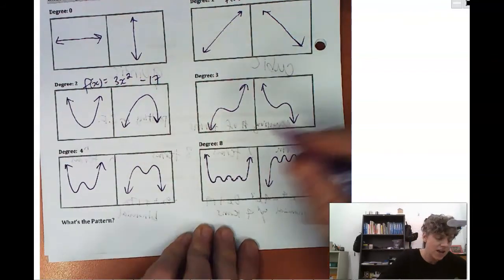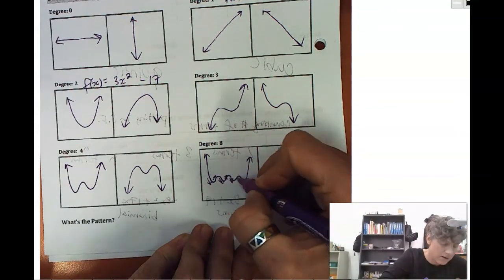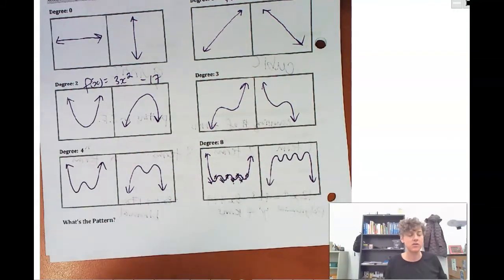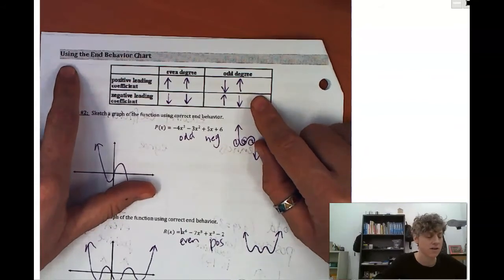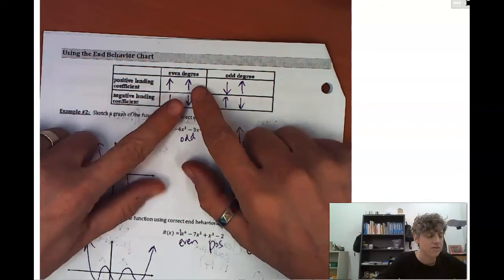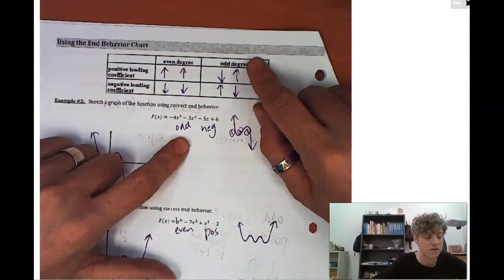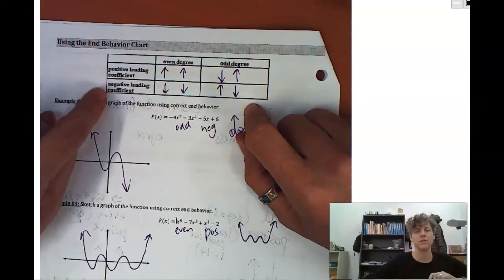But it does have 8 directions. Down, up, down, up, down, up, down, up. 1, 2, 3, 4, 5, 6, 7, 8. That's what a degree 8 is going to look like. And then we made our handy-dandy little chart here to help us figure out what the ends of a function are going to look like, what's going on in the infinities where those arrows happen. Even functions, either both sides are going up or both sides are going down, depending on the sign of the leading coefficient. Odd functions, one side goes up, one side goes down, depending on the sign of the leading coefficient.